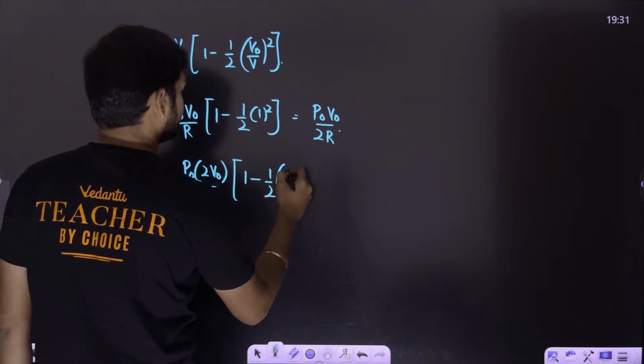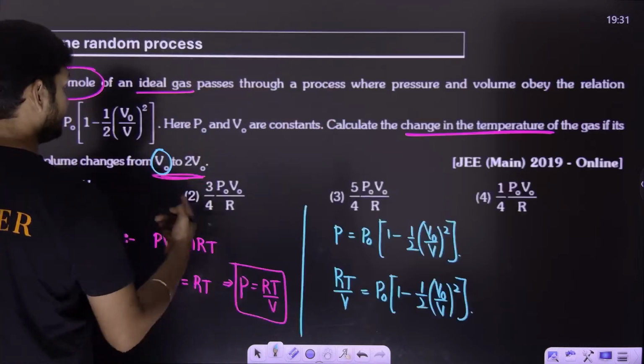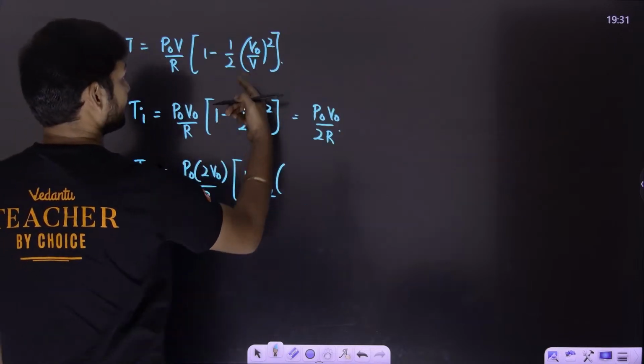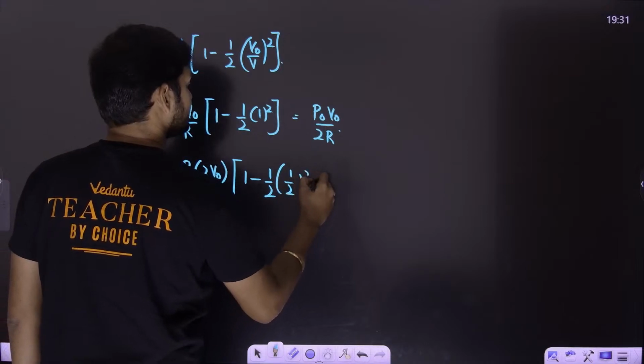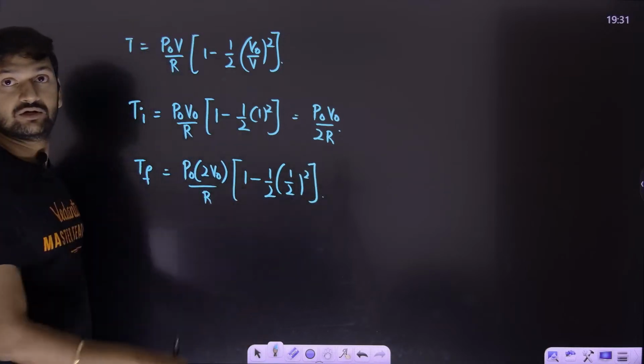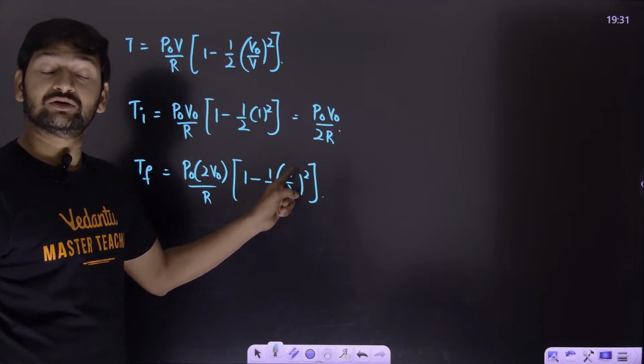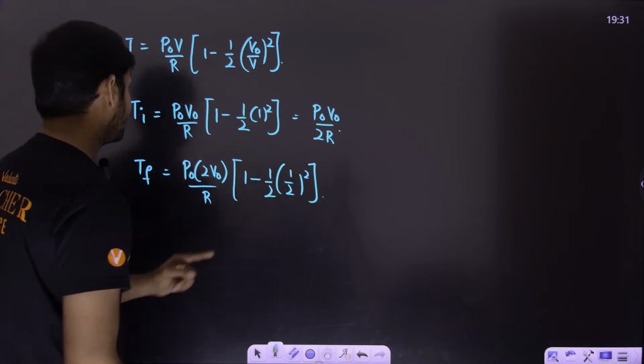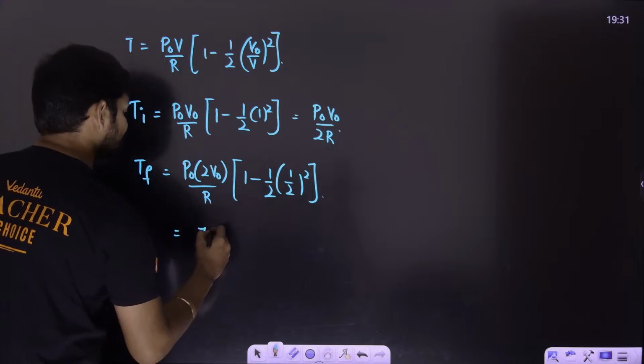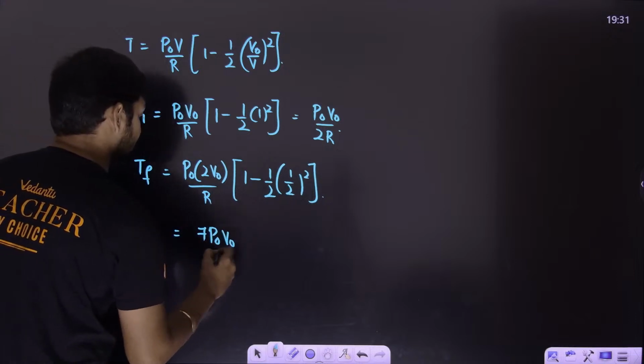What are you going to get? V naught by V, right? But what is the V? 2V naught. So V naught by 2V naught, which will be half square. So 1 by 2 into 1 by 2 square will be what? 1 by 4. 1 by 2 into 1 by 4, 1 by 8. So you are going to get 7 by 8, which is going to be 7 P naught V naught by 4R.